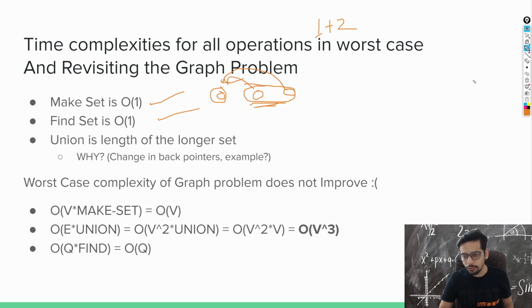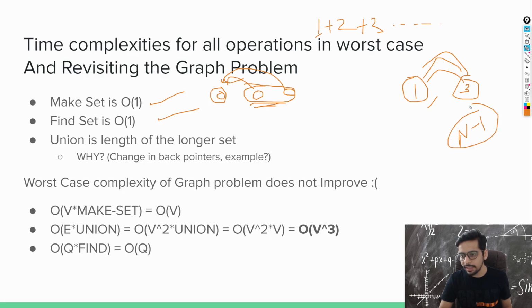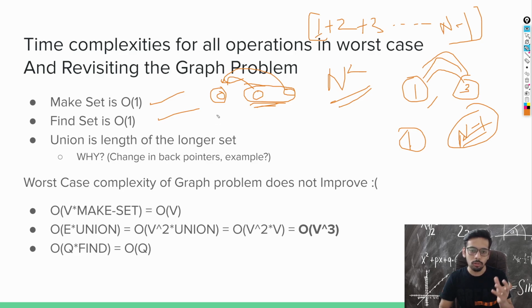And you'll end up with a set of size 3. What happens when you try to union it with a set of another size 1? You have to change 3 back pointers and the cost is 3. So it may happen that in the end you have n minus 1 elements in one set, one element in another set, and you try to make them union, and the cost is n minus 1 because you have to change all these back pointers. Essentially doing this n times is order of n squared, which is not good. So worst case union is going to be big O of n. You do it n times, it's order of n squared, not good.